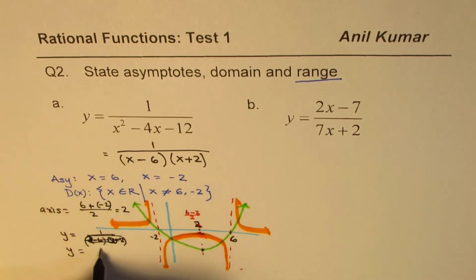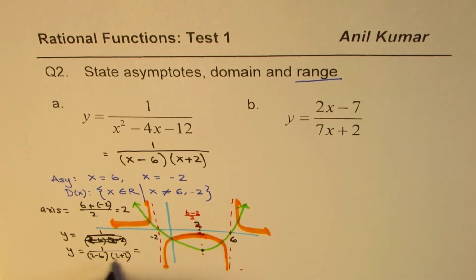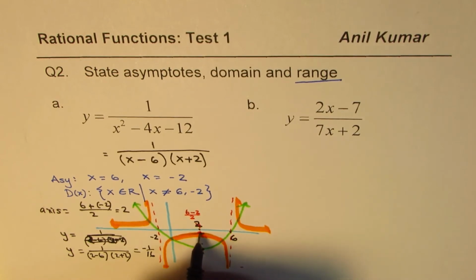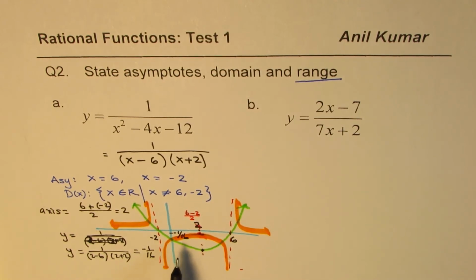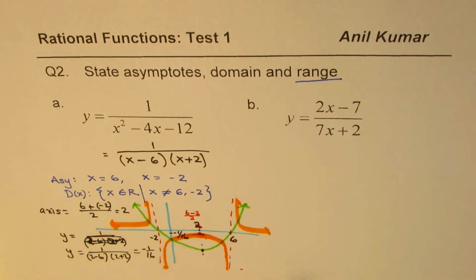So we'll substitute 2 here. So 1 over 2 minus 6 times 2 plus 2, which is 4 times 4 with a negative sign, minus 1 over 16. So this point is minus 1 over 16. You get the idea. And that gives you the range. So range is not so easy to find. You have to do that calculation for such a curve. And now you can write down the range.